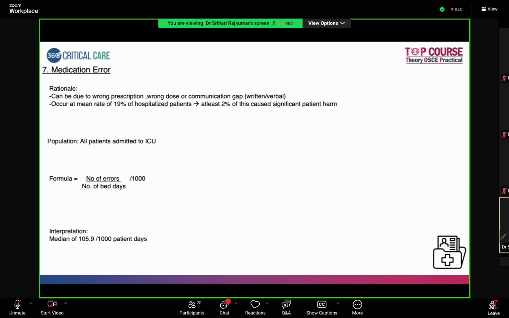It can occur at a mean rate of 19% of hospitalized patients, and at least 2 out of this can cause significant patient harm. The formula for this patient safety factor is number of errors by the number of bed days. Similarly, for patient fall, which is another safety related issue, it was the number of patients who had a fall by the number of bed days. So for measures of patient safety, predominantly you need to go by the number of bed days in your denominator. That is one way you can remember it.